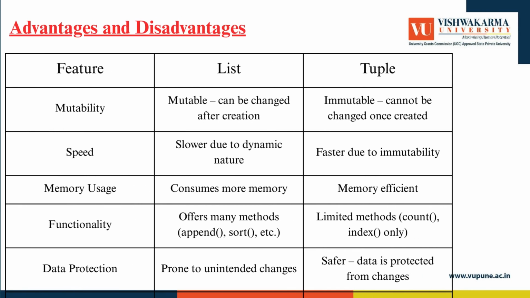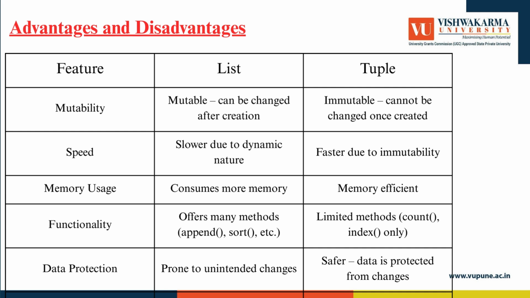Here are some advantages and disadvantages of list and tuples. First, mutability. List is mutable whereas tuple is immutable. Second, speed. List is slower due to dynamic allocation, tuple is fast due to immutability.